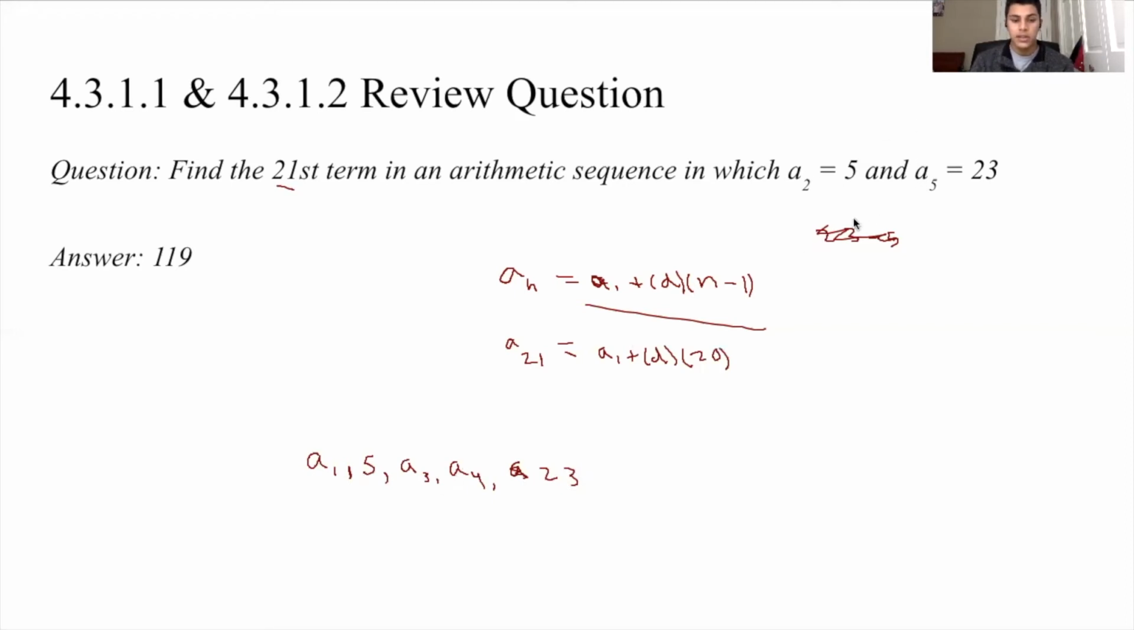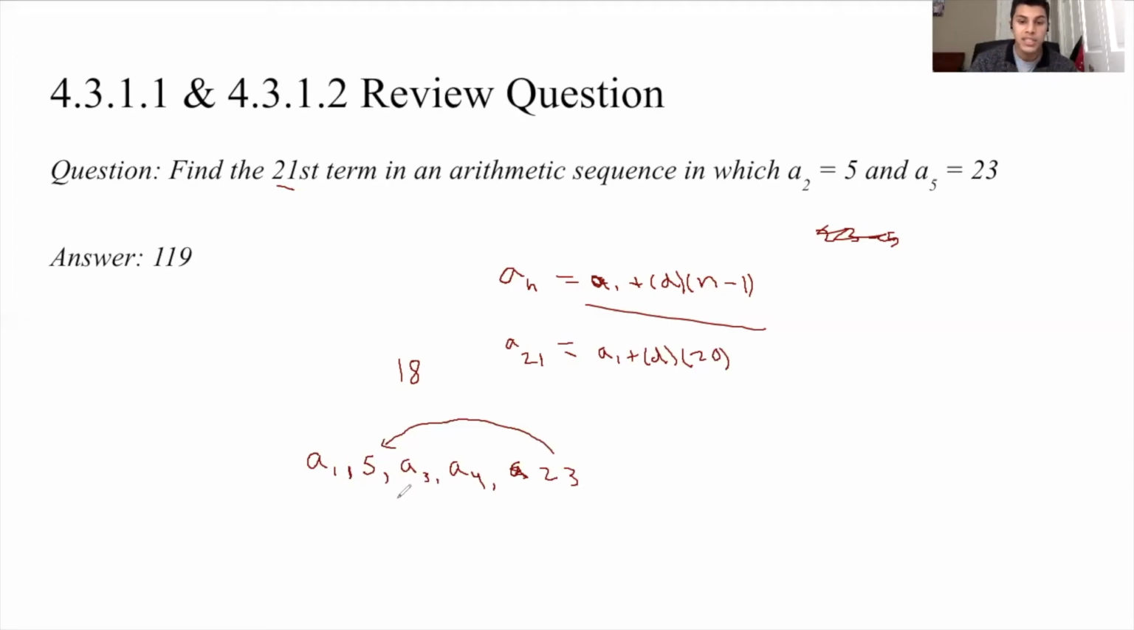So first, let's try to find the value of the terms in between the second one and the fifth one. The thing about arithmetic sequences, remember, is that the difference between each term is going to be the same. So we can use this to our advantage in order to find the value of these terms. First, let's find the difference between the second and the fifth term. If we do 23 minus 5, that gets us 18. So between the fifth and the second term, there's a difference totaling 18.